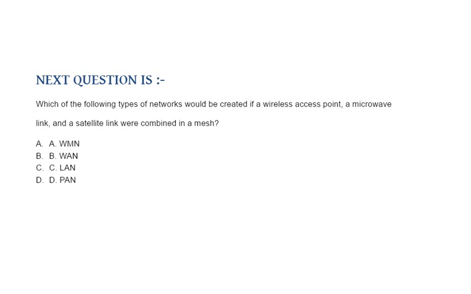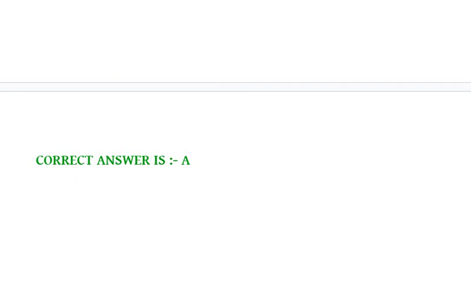Next question is, which of the following types of networks would be created if a wireless access point, a microwave link, and a satellite link were combined in a mesh? Option A. WMN. Option B. WAN. Option C. LAN. Option D. PAN. Correct answer is option A.